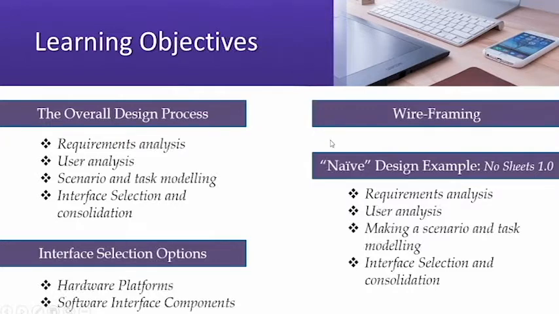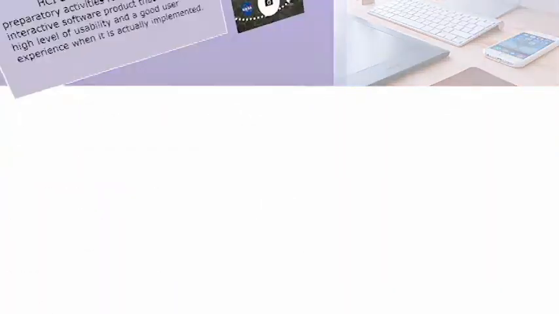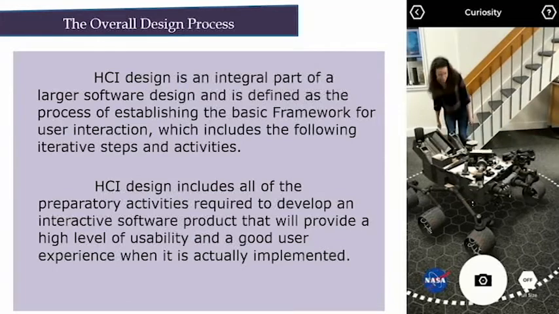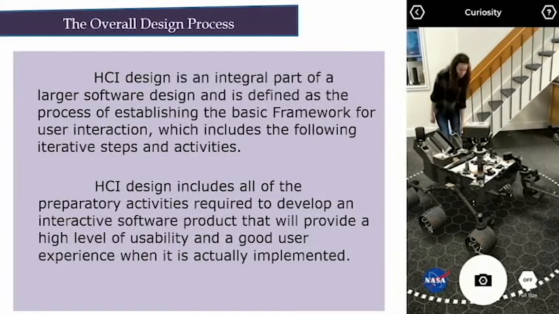And then in this chapter, it will give us an example of how to do the overall design process of HCI: from requirements to user analysis, and then how to make a scenario and task modeling, and then the interface selection and consolidation. So these are the learning objectives for this chapter. Next, let's proceed with the first one, the overall design process.